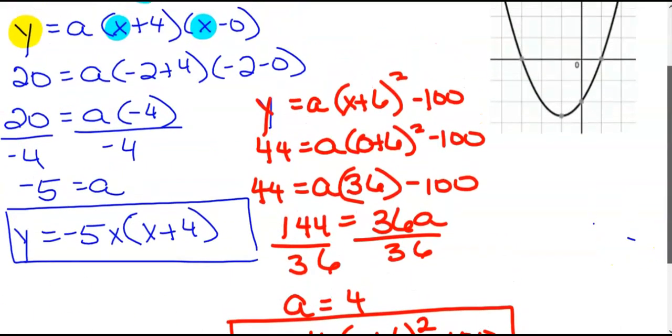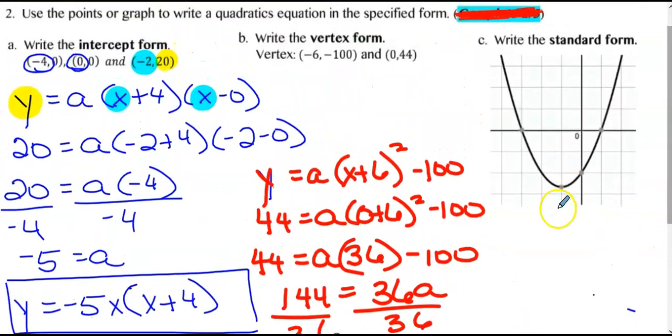Okay, and the last one in this section, 2C, write the standard form. So we can start out by writing intercept form and then multiply it out to get standard form. So what do I need for intercept form? I need the intercepts. I need the x-intercepts or zeros. This one is 1, and then this one is -3. I'm going to need another point. This one is 0, -2.